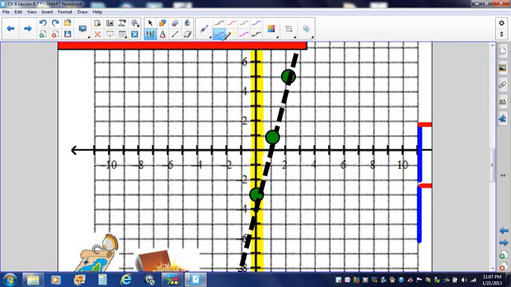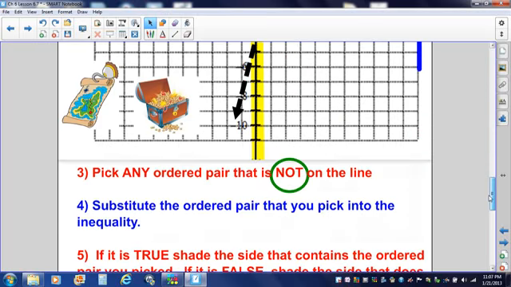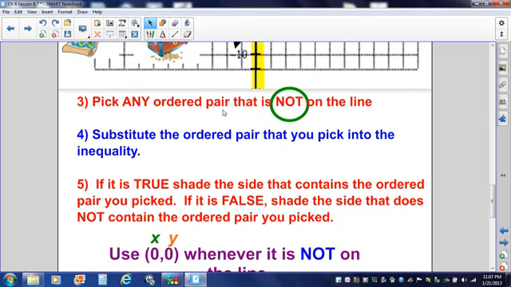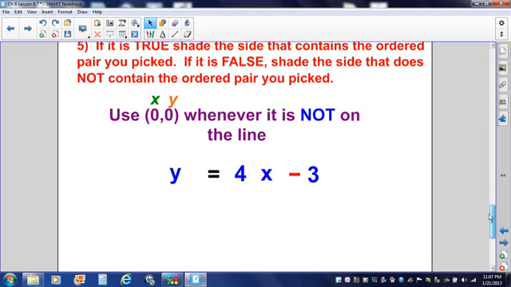The easiest one to pick would be right here, 0, 0. Could you pick something else? Absolutely. You could pick this ordered pair, this ordered pair, this ordered pair, any ordered pair that is not on the line. I'm going to pick the ordered pair 0, 0.